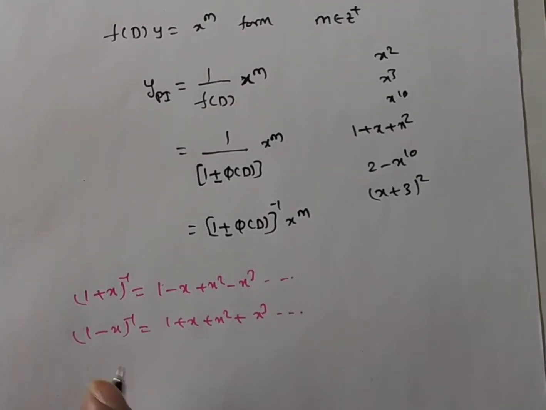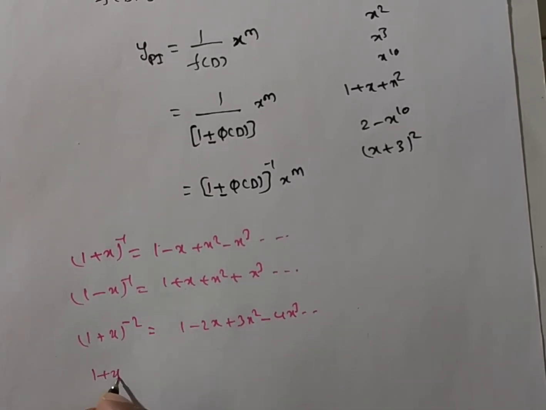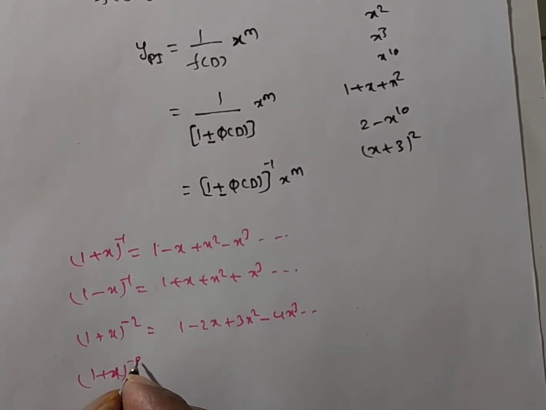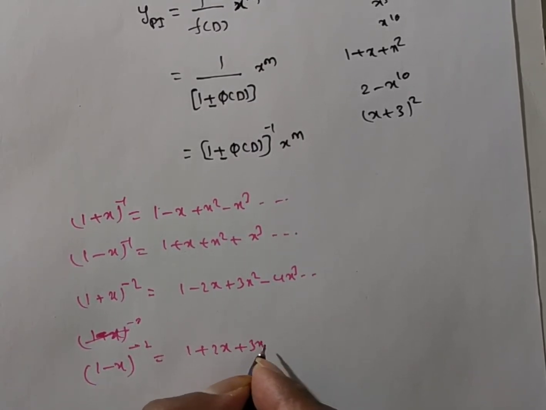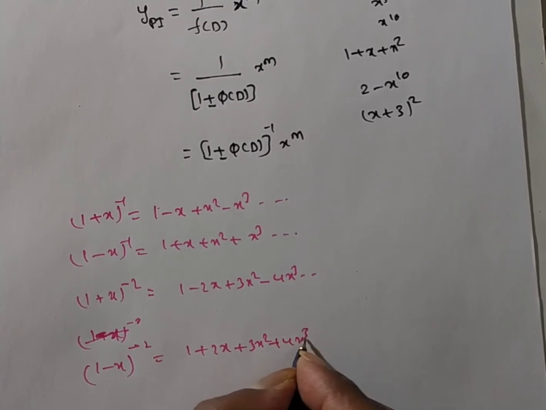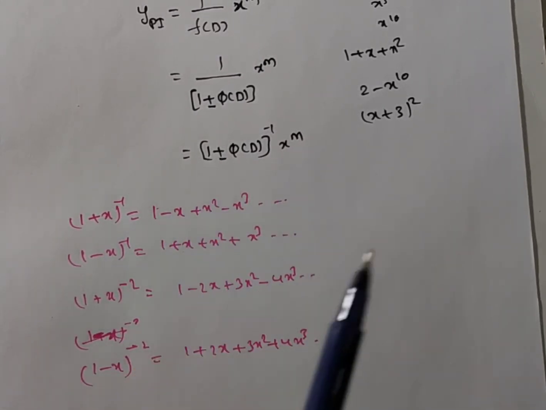Sometimes the powers will be 2. Now (1 + x)^-2 = 1 - 2x + 3x square - 4x cube and so on. Now (1 - x)^-2 = 1 + 2x + 3x square + 4x cube and so on. Okay, like this we have to expand this 1 plus or minus phi(D).